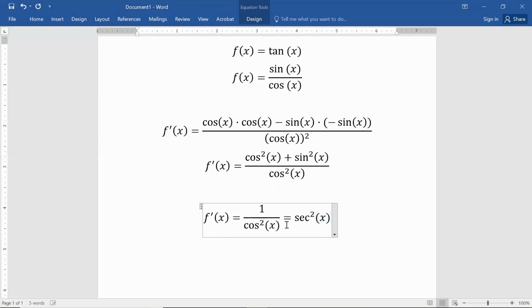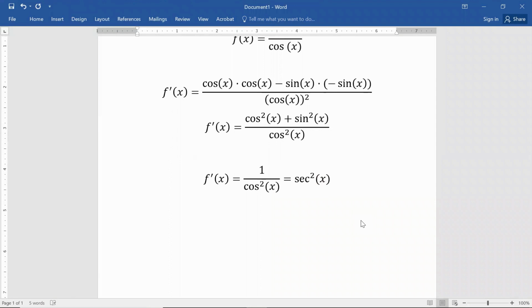And that's what most people recognize as the derivative of tangent. That is secant squared. So if our function is the tangent of x, then the derivative of the tangent is secant squared. That's utilizing the quotient rule. So tangent has derivative, which is secant squared.